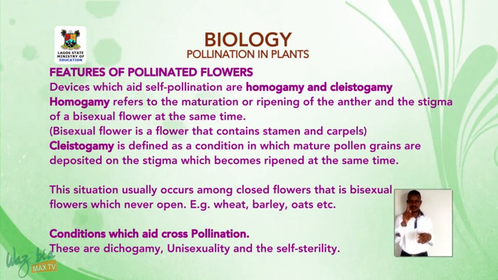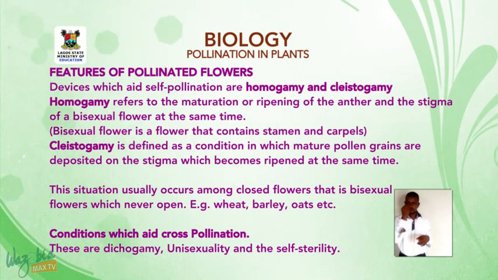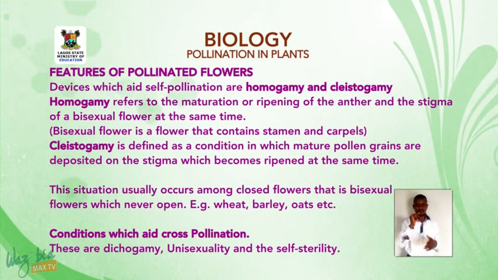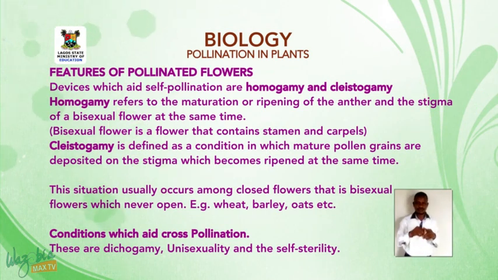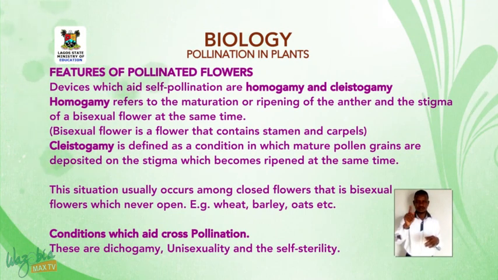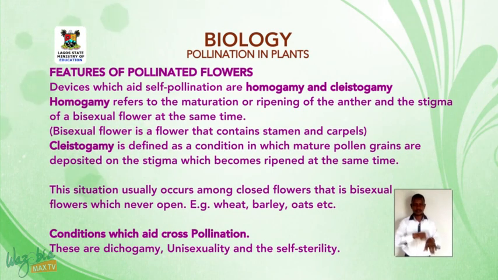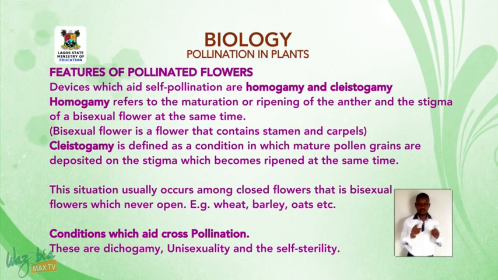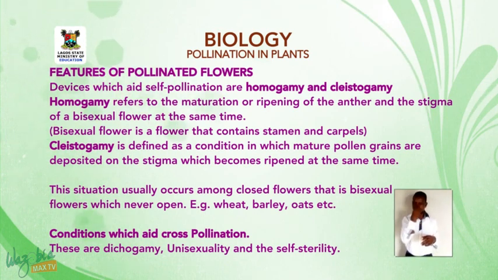Now let's discuss cleistogamy. Cleistogamy is defined as a condition in which mature pollen grains are deposited on the stigma, which becomes ripened at the same time. This situation usually occurs among closed flowers, that is, bisexual flowers which never open. E.g., we have wheat, barley, oats, and so on.